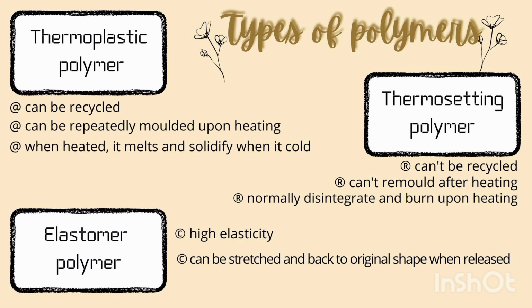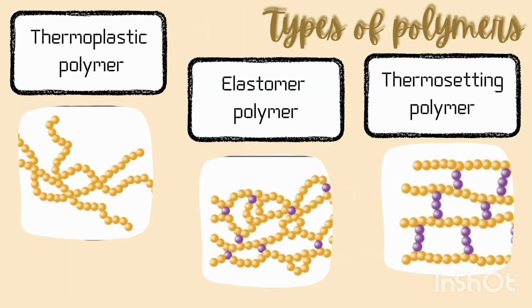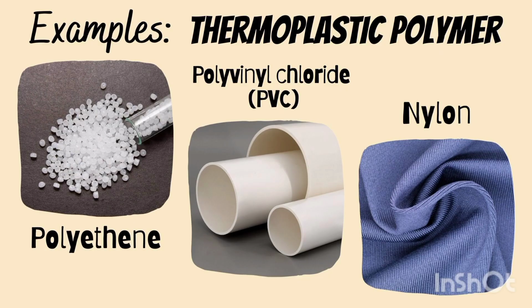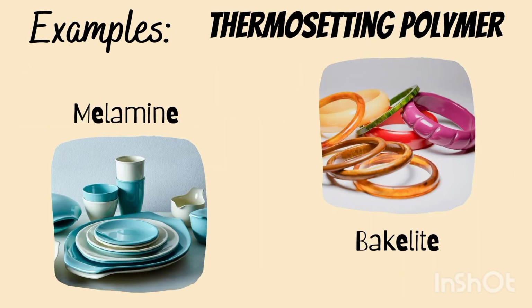While thermosetting polymer can't be recycled and can't be remolded after heating, and it normally disintegrates and burns upon heating. While elastomer polymer has the property of elasticity and can be stretched and go back to its original shape when released. These are the examples of thermoplastic polymer, thermosetting polymer, and elastomer polymer.